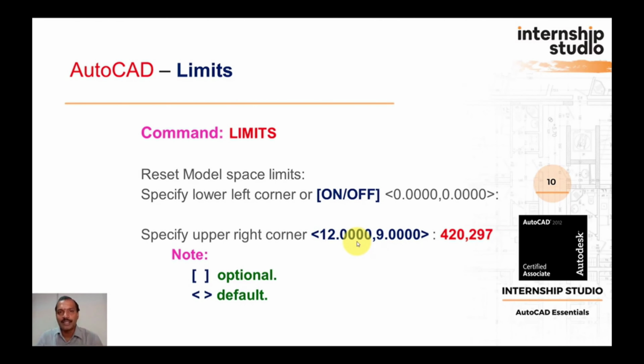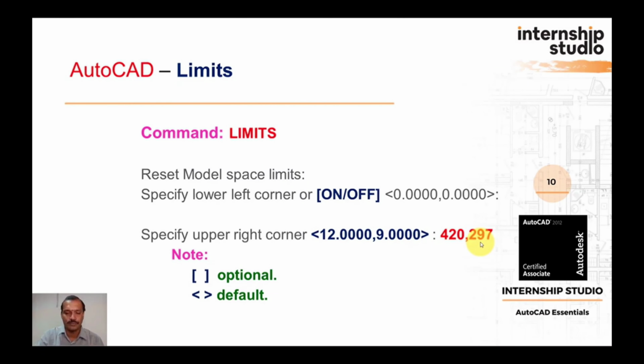If you want the existing value, you don't need to type anything. You can just skip the step and come to the next step. If you want to change the default value, then only we have to set it here. You can see here, for the lower left corner, I did not give any value because it is already 0.00, 0.00. So the default value is what I needed, and I didn't give anything. The upper right corner was 12, 9. I wanted to change that, which is why I gave 420, 297.